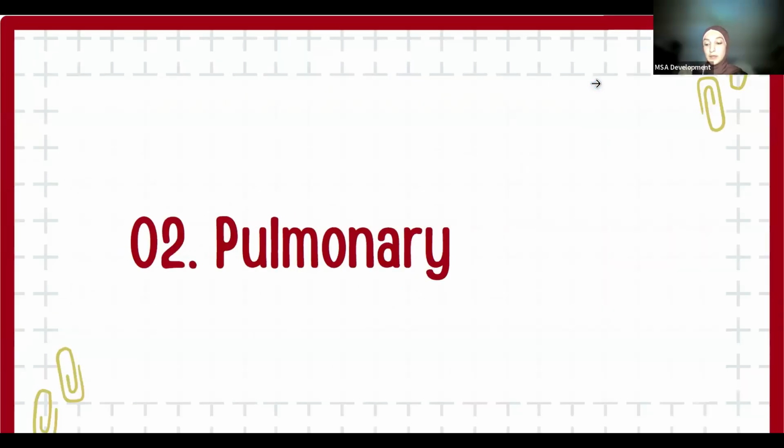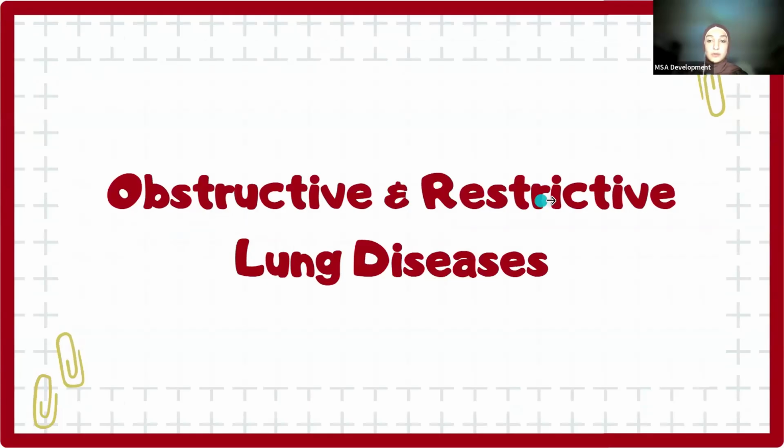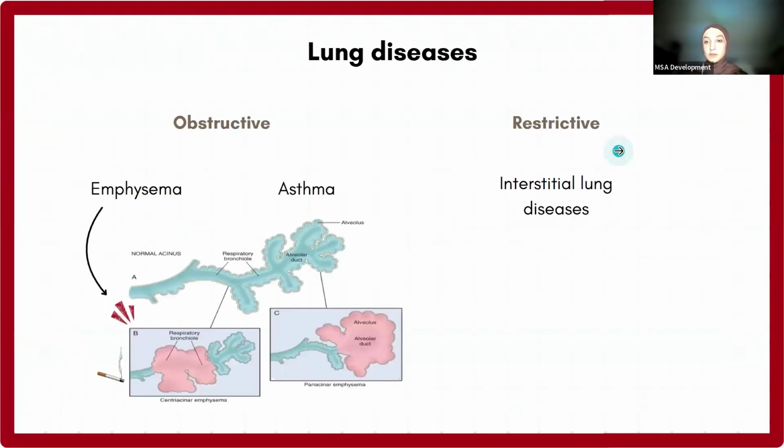Guys, I'm back again, and now we're going to start the pulmonary part of this OSPE. We're going to start with obstructive and restrictive lung diseases. Now, in these lung diseases, we have two types, obstructive or restrictive. The main two obstructive types that are important for OSPE are emphysema and asthma. Now, emphysema is further subdivided into two types, centroacinar and panacinar.